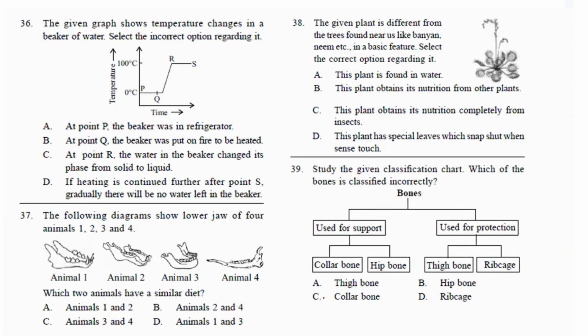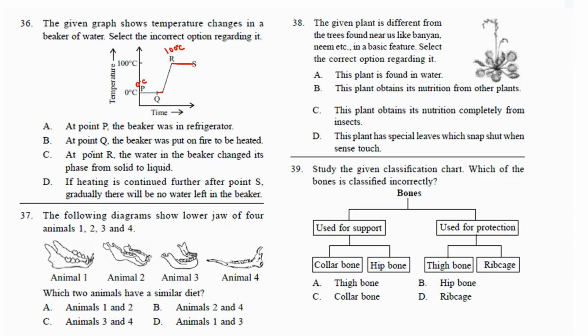Coming to question number 36. So 36 says the given graph shows temperature change in a beaker of water. Select the incorrect option regarding it. So here we can see that P is at a point of 0 degree centigrade. Q is at 0 degrees only, and after Q we can see there is a rise in temperature. So R has a temperature of 100 degrees centigrade, right? And 100 degrees centigrade is being maintained from R to S.